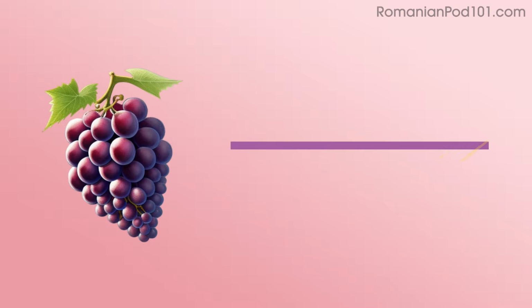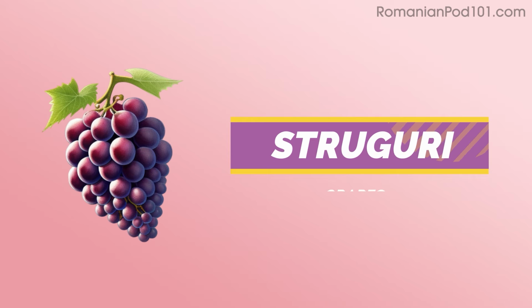What are some of the popular fruits in your country in the month of September? In Romania, September is also the month of grapes. Struguri. Grapes.